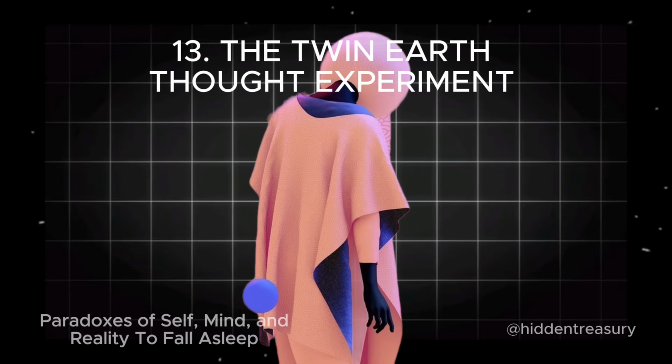This Twin Earth water behaves like regular water. It is clear, drinkable, and fills the oceans, rivers, and lakes, but its chemical structure is completely different from the water we know on Earth. On Twin Earth, the word water refers to XYZ, while on Earth, it refers to H2O.